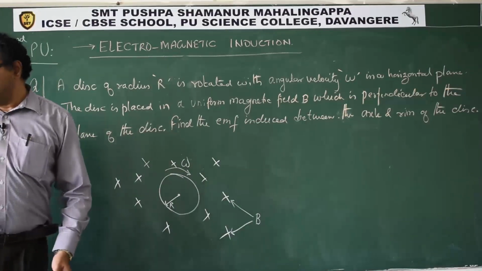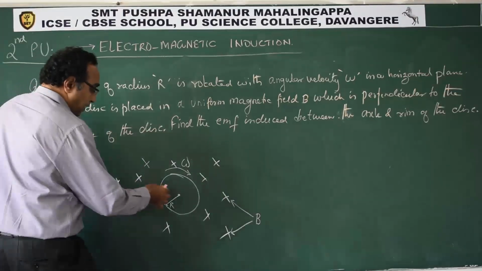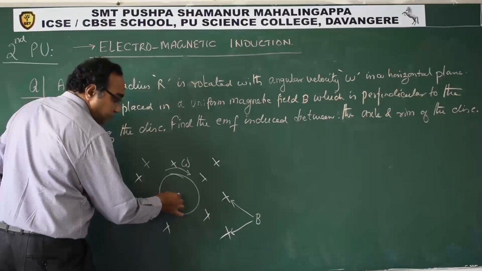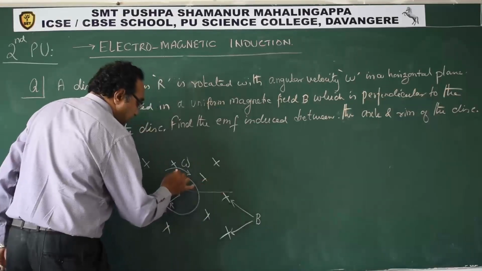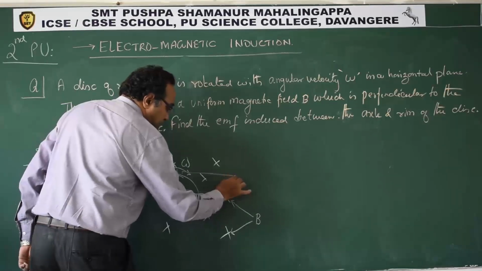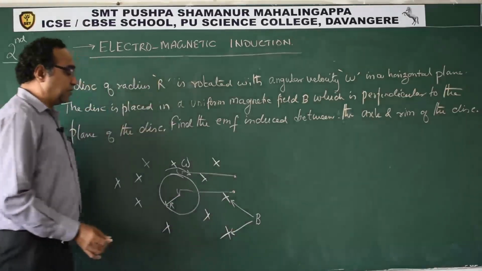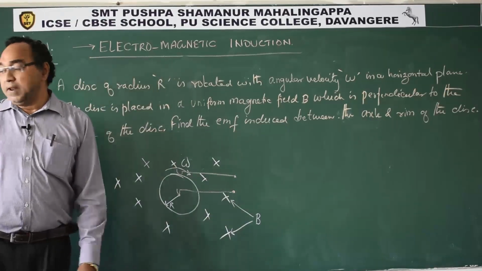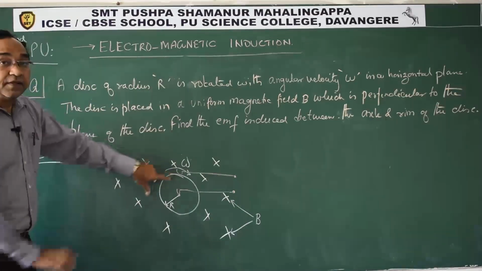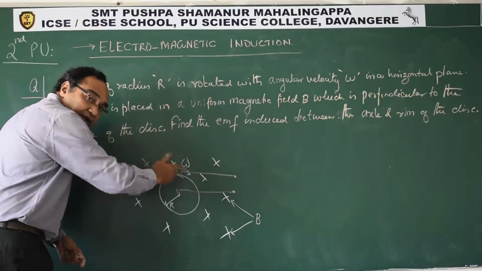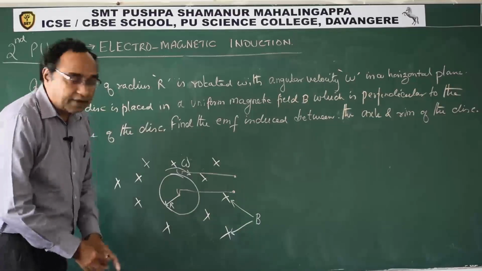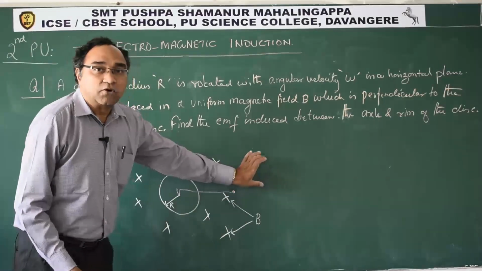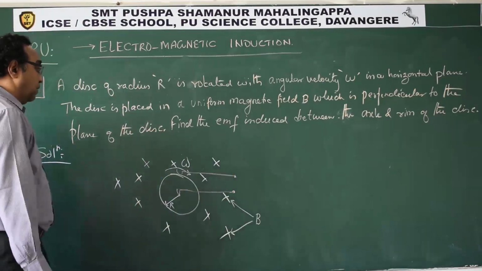Where is the axle? Axle is this. So we will take out EMF this way. We place the connectors here. The disc is continuously rotating, and the connectors are touching the surfaces. That is exactly how EMF will be taken out from these two ends.